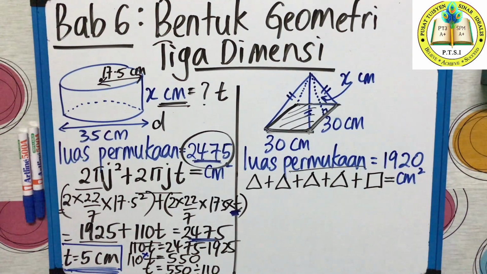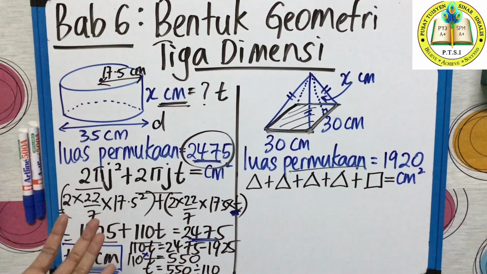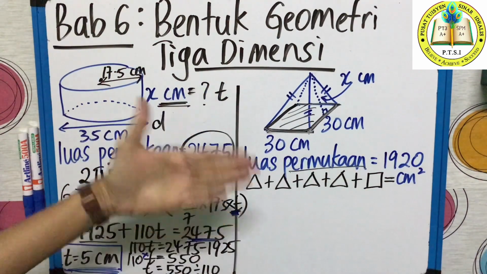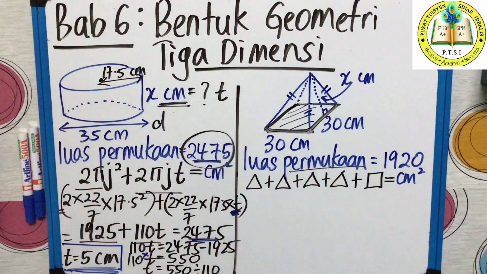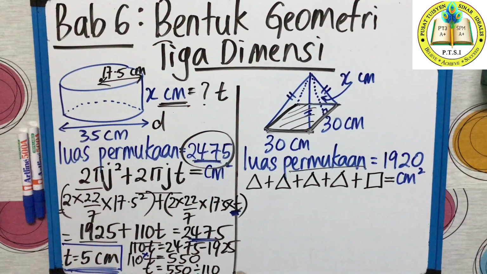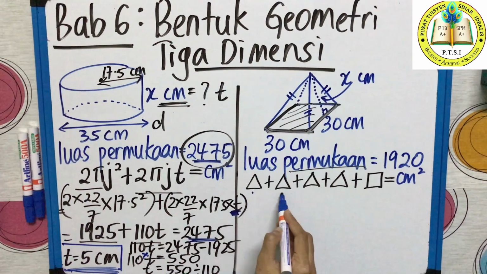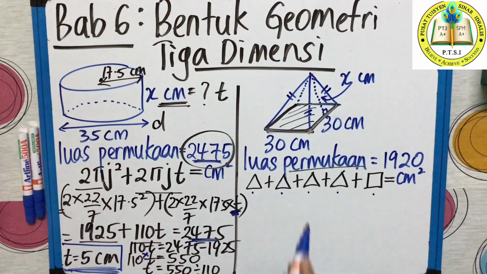When teacher says surface area, all the sides, we call it the surface area. So if you see a square is a surface, and you have triangles. How many triangles do you have? Ada 4 segitiga. That's why you see what teacher put here: 4 triangle and 1 square. Because this topic is surface area.